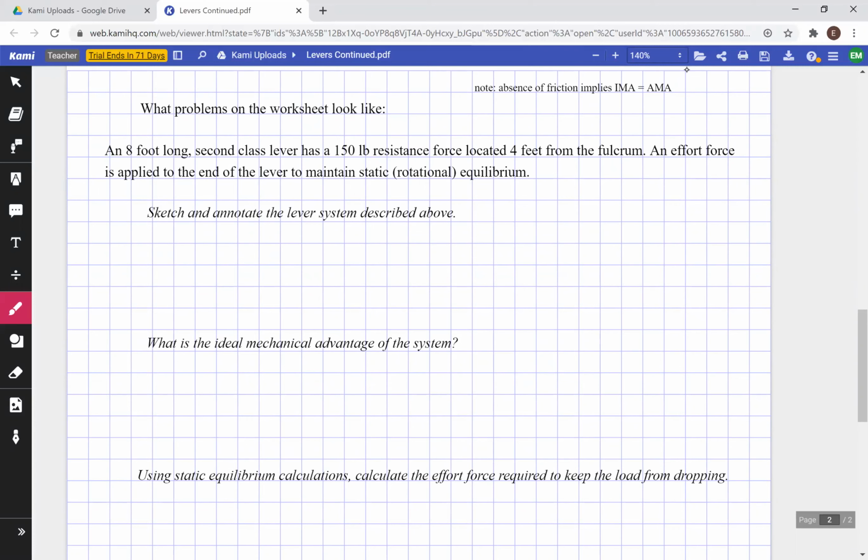So we have our example. An 8-foot long second-class lever has a 150-pound resistance force located 4 feet from the fulcrum. An effort force is applied to the end of the lever to maintain static equilibrium or rotational equilibrium. Same thing. It means it's not moving.